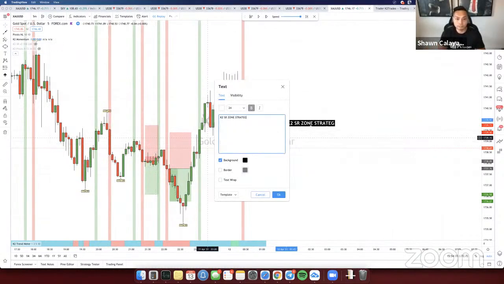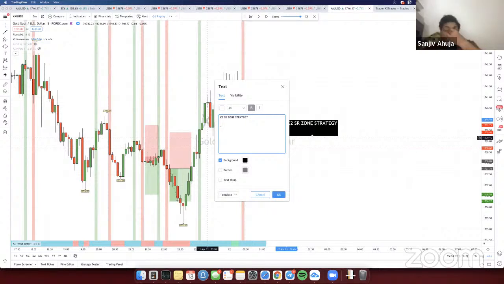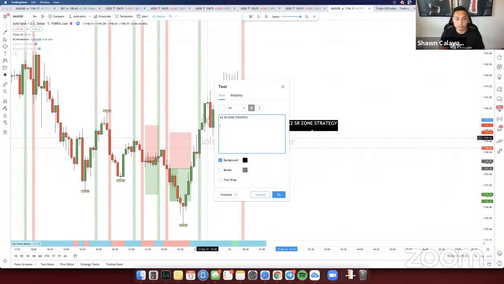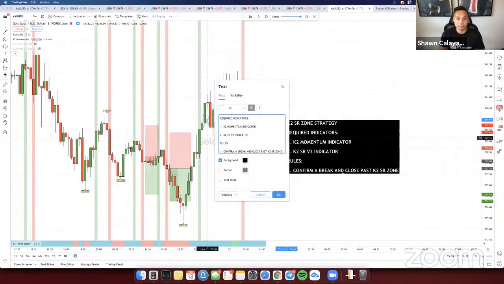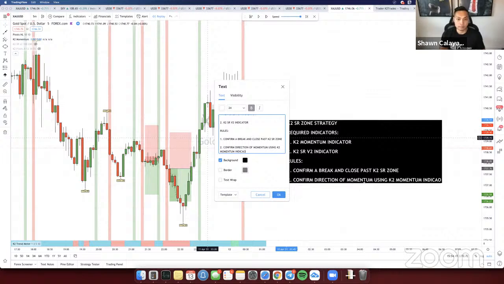So this is going to be the K2sr zone strategy. The indicators for this are going to be one, the K2 momentum indicator, and two, the K2 SR version 2 indicator. That's pretty much it. The rules right here are: confirm a break and close past the K2sr zone, and then confirm direction of momentum using the K2 momentum indicator.